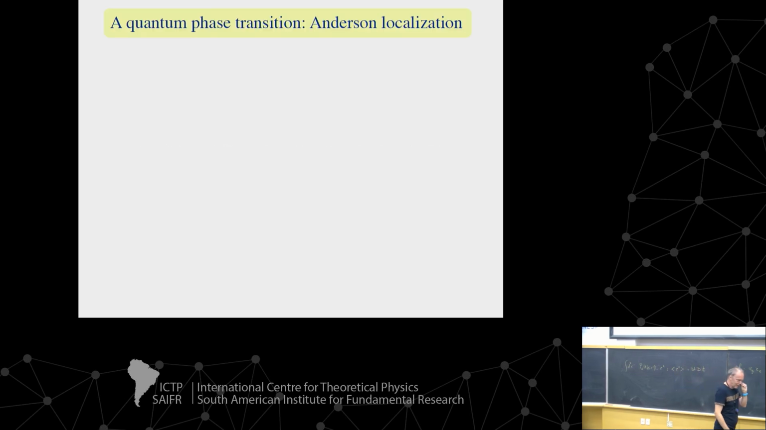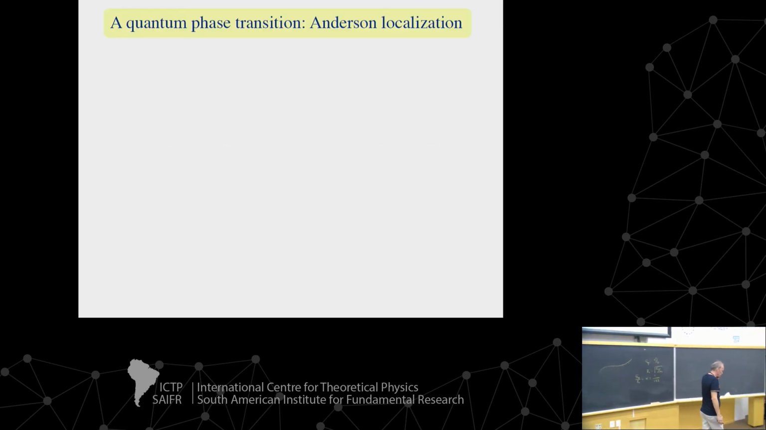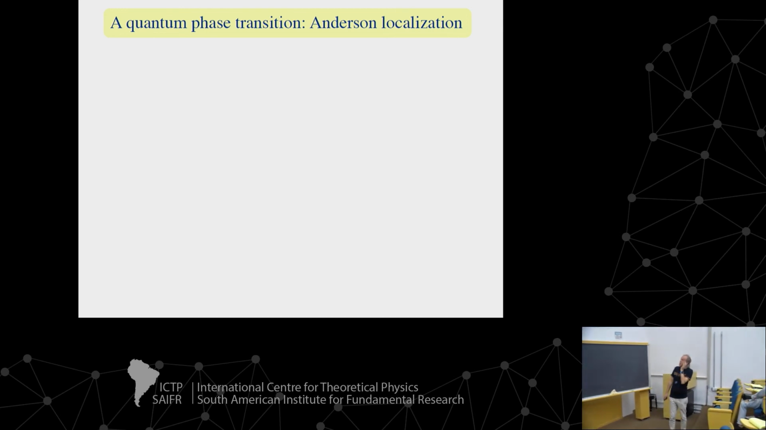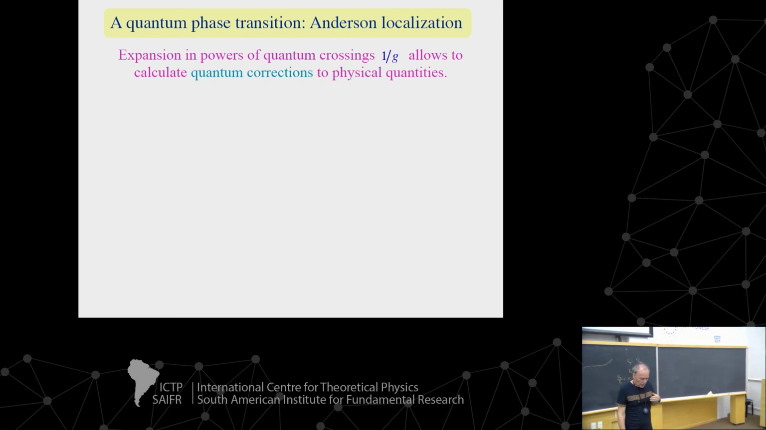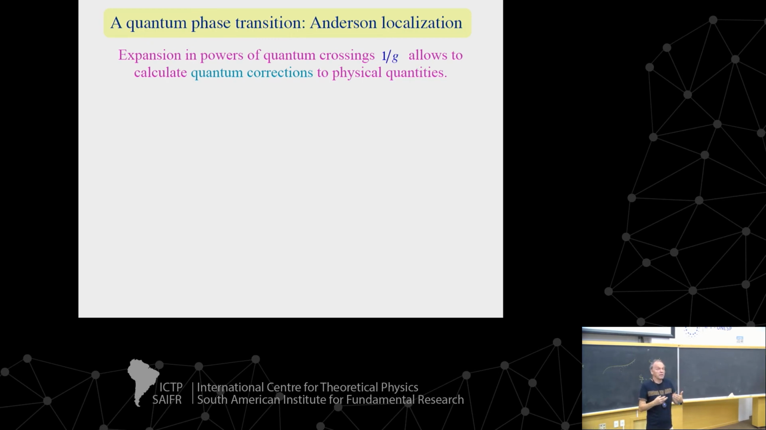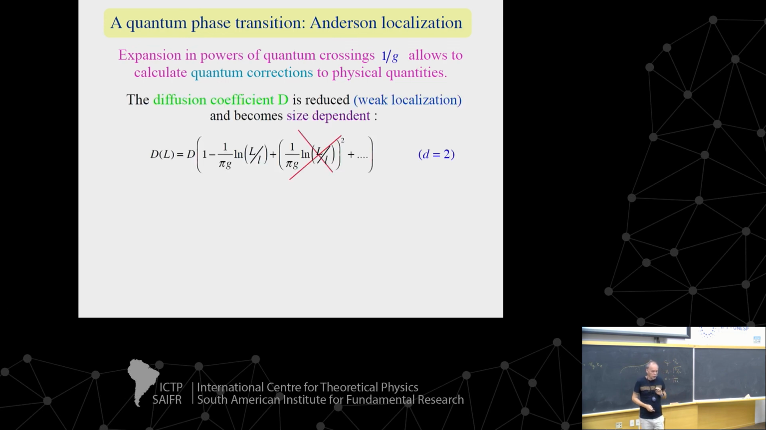Sure, okay. So I want to discuss this quantum phase transition, this Anderson localization transition, in the framework of what I said. Now what we saw is that quantum corrections can be obtained as an expansion in powers of this parameter 1 over g. Okay, we identified the parameter, which is a small parameter, 1 over g, and we can just make higher order expansion in this parameter. It's very difficult, but it's possible.